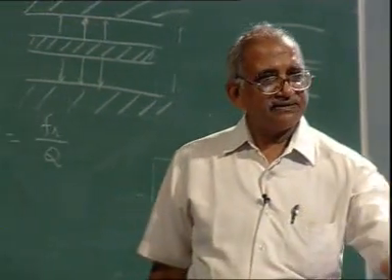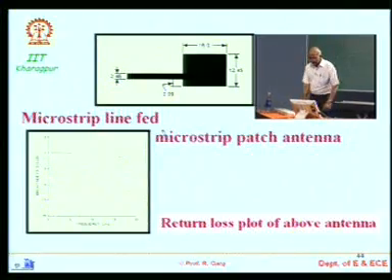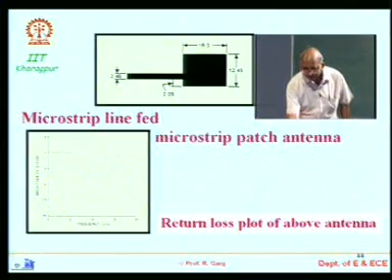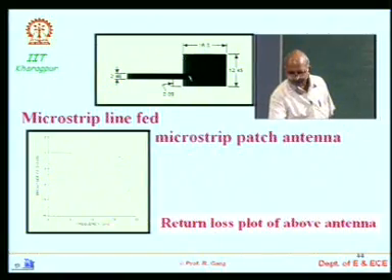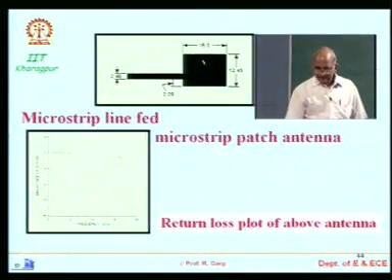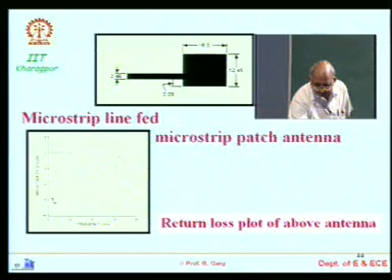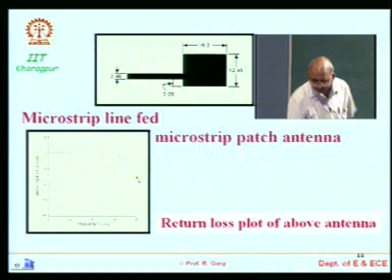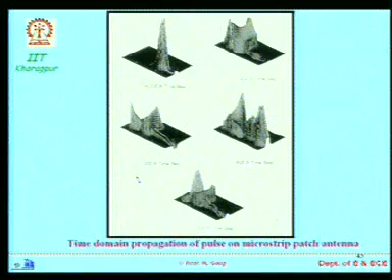I am not giving you any background, just telling you the power of one numerical technique. This is a rectangular patch antenna which is being fed by a microstrip line. The parameters are adjusted so that here the input impedance is, I think, 50 ohm, and this is the return loss plot of this one. Maybe this is the resonant frequency where the S11 return loss is around 15 dB.